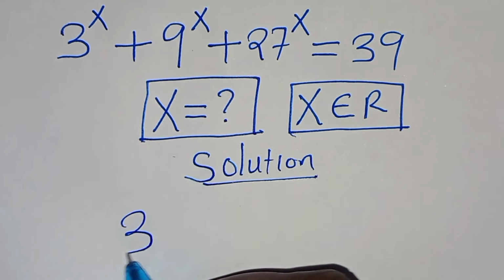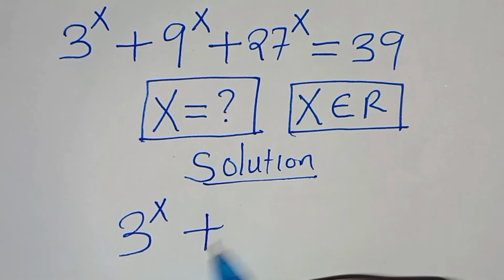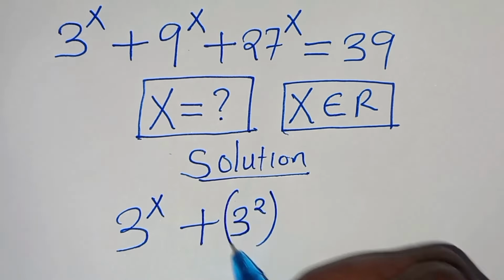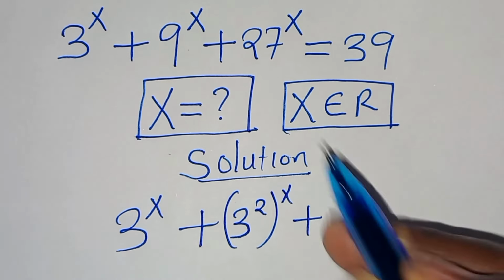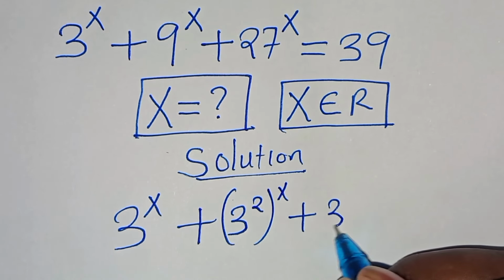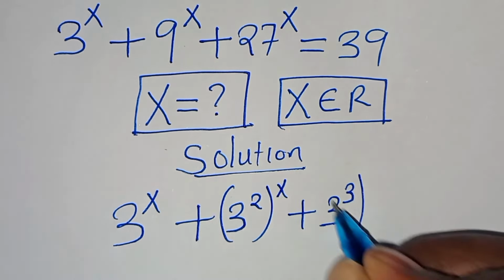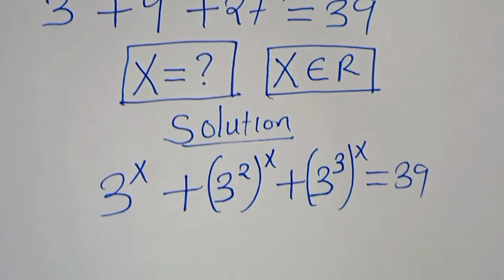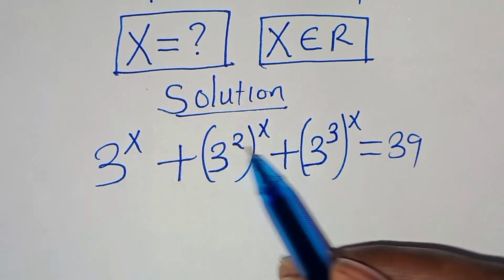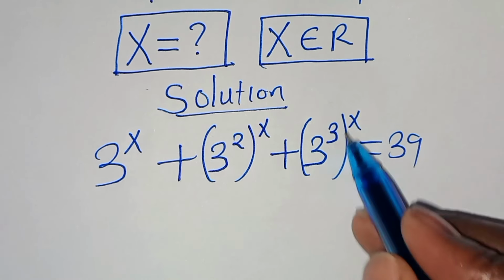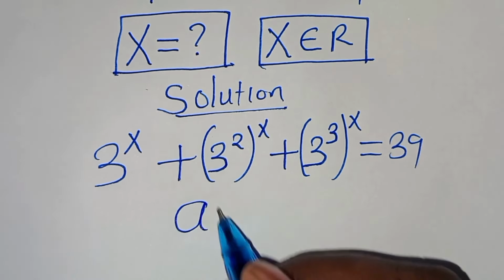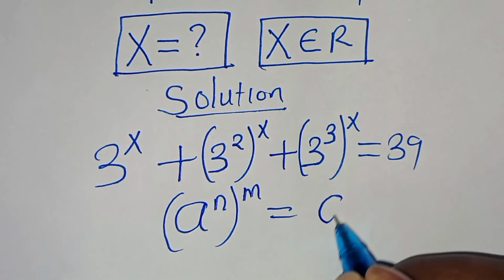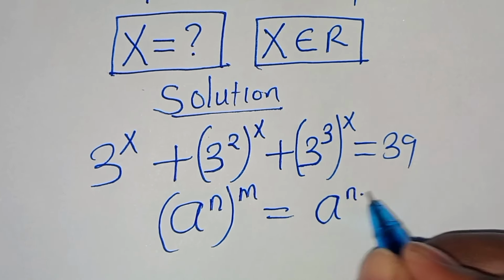This is 3 to the power of x, then plus 9 to the power of x, which can be expressed as 3 to the power of 2 raised to the power of x, then plus 27 to the power of x. We can express this as 3 to the power of 3 raised to the power of x. This is equal to 39. The next step is that 3 to the power of 2 raised to the power of x and 3 to the power of 3 raised to the power of x are in the form of a to the power of n raised to the power of m, which we can express as a to the power of n multiplied by m.